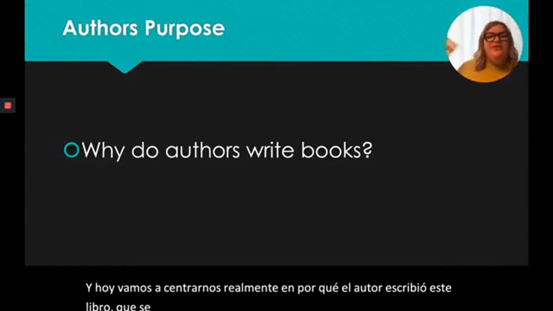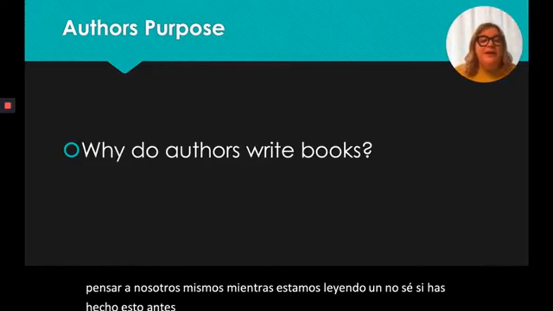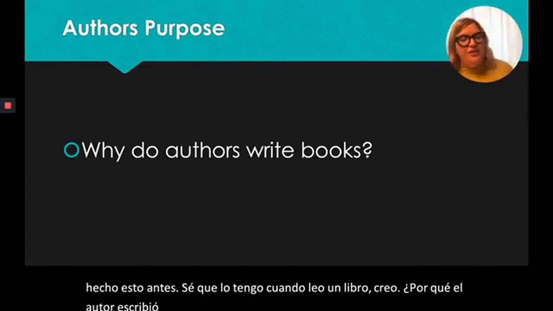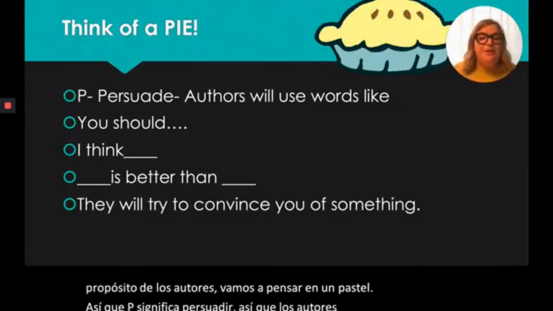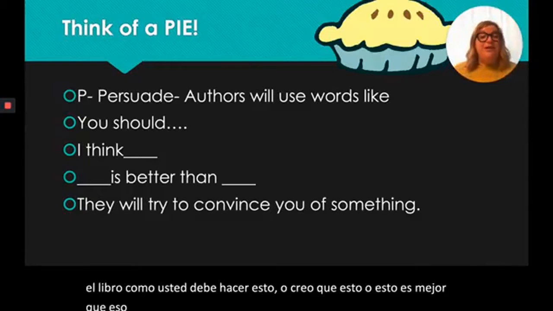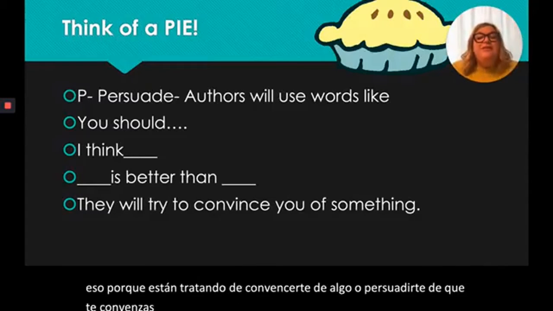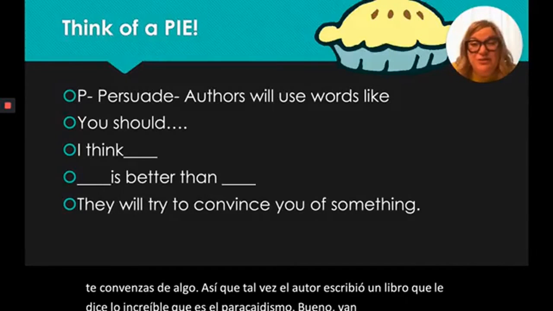As we're reading, I don't know if you've done this before, I know I have. When I am reading a book, I think, why did the author write this? When we're thinking about author's purpose, we are going to think of a PIE. P stands for persuade. Authors are going to use words in the book like "you should do this," or "I think this," or "this is better than that," because they are trying to convince you of something, or talk you into something. Maybe the author wrote a book telling you how amazing skydiving is. Well, they're going to include lots of different things to convince you to skydive.